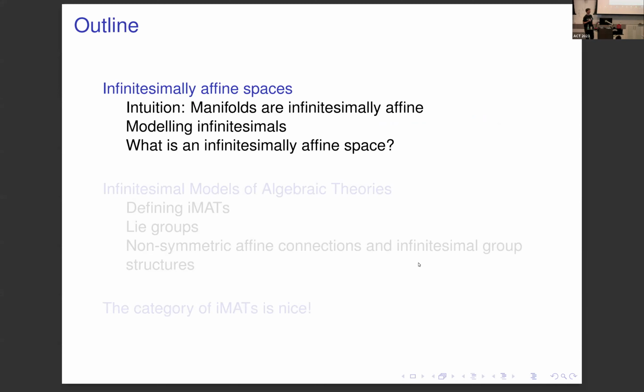From there on, it's quite a small jump to realize, oh, I can actually do that for algebraic theories. But then the question is, well, what can you do then? If you have this more general notion, what can you do with that? So we'll be looking at applications of that to Lie groups.